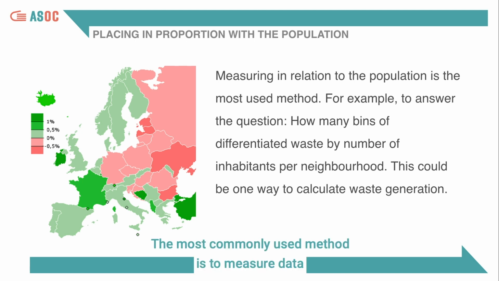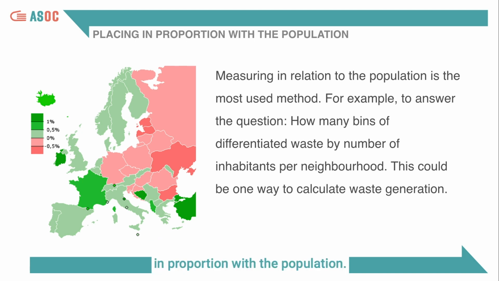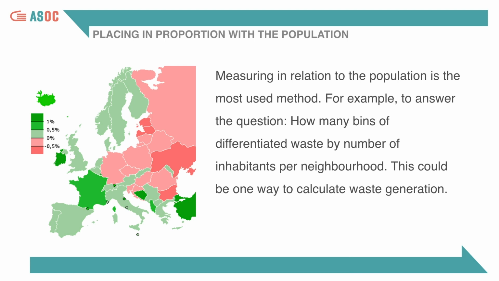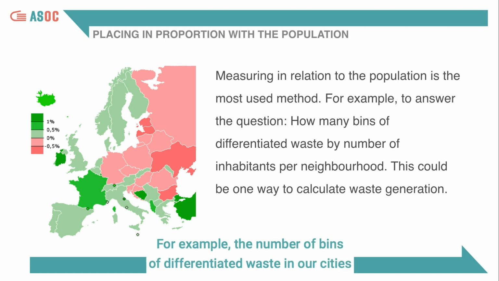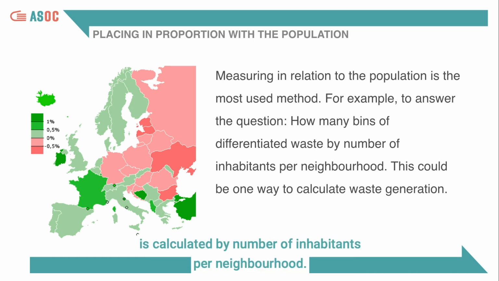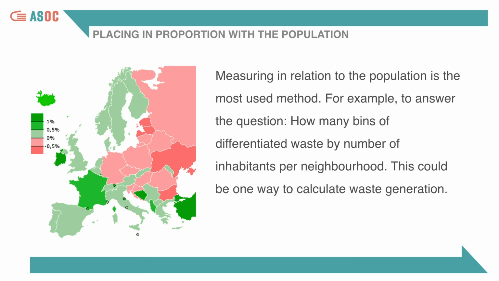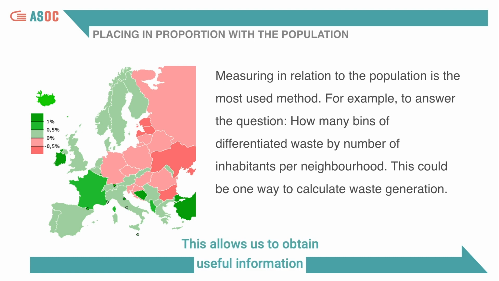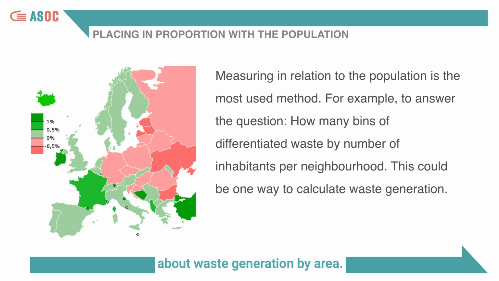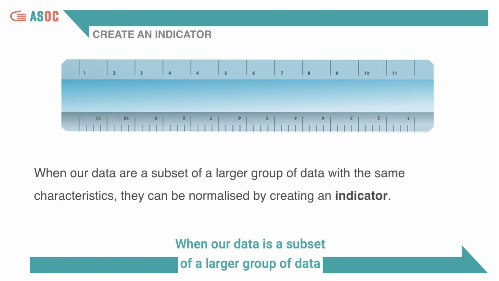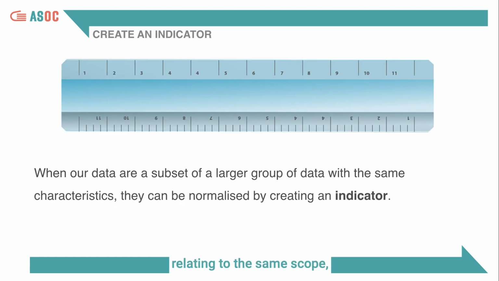The most commonly used method is to measure data in proportion with the population. For example, the number of bins of differentiated waste in our cities, calculated by number of inhabitants per neighbourhood. This allows us to obtain useful information about waste generation by area. When our data is a subset of a larger group of data relating to the same scope, they can be normalized by creating an indicator.